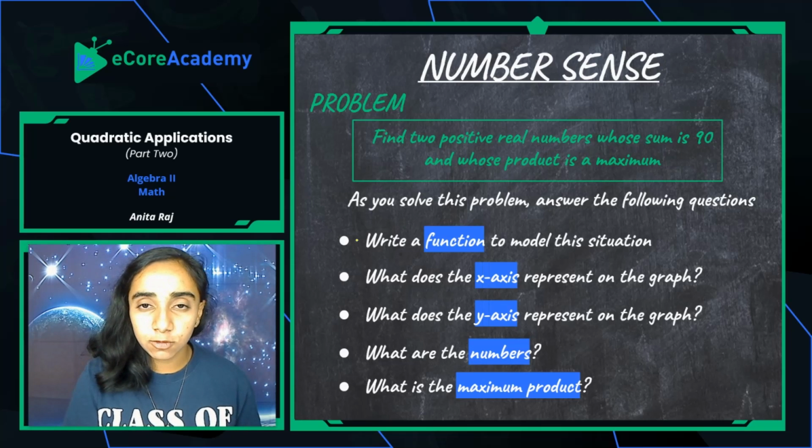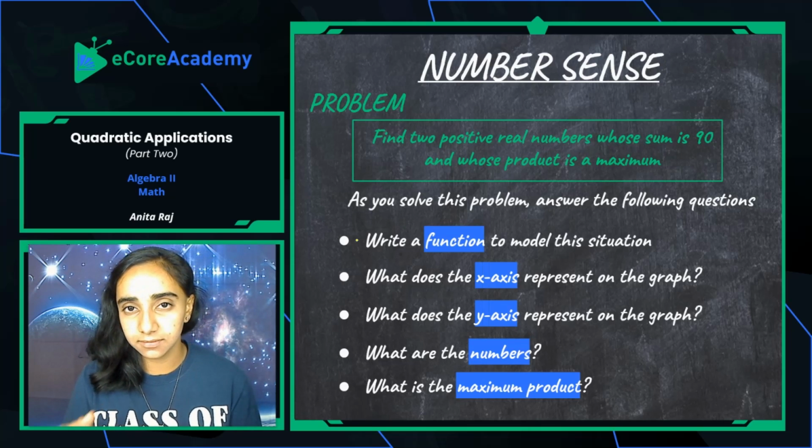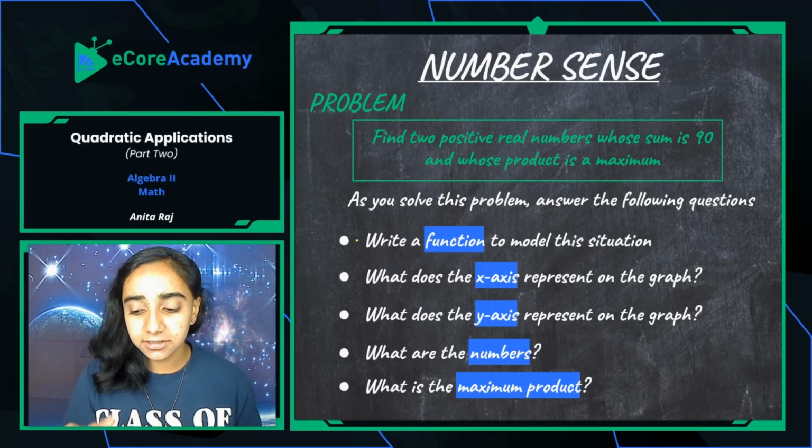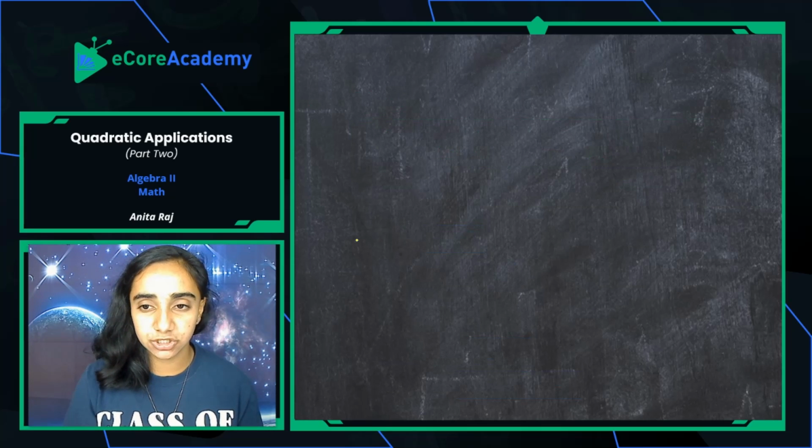So these are the 5 questions. These are the 5 parts of this essential question. Find two positive real numbers whose sum is 90 and whose product is a maximum. So let's get right into solving the first question. Write a function to model the situation.